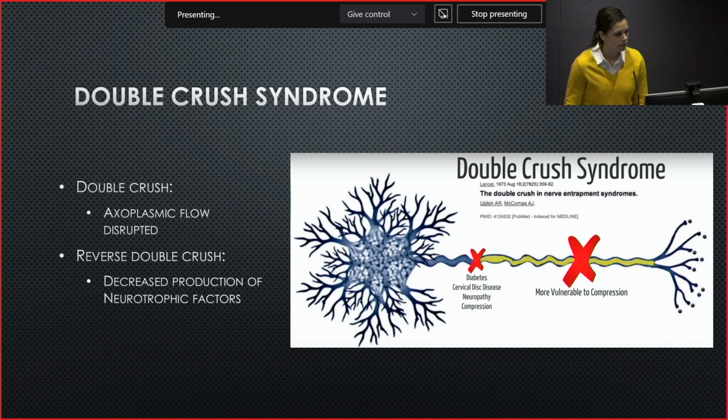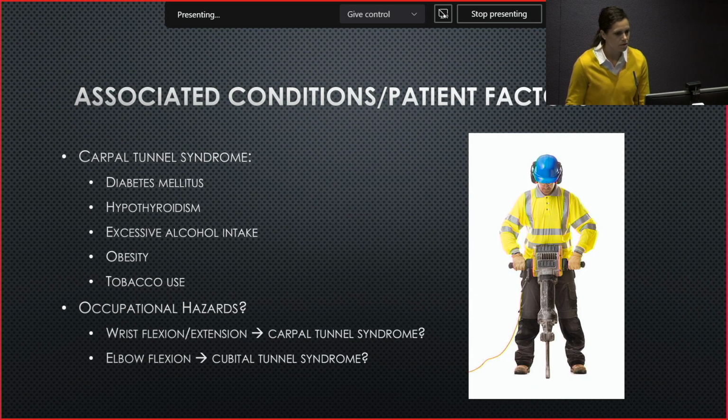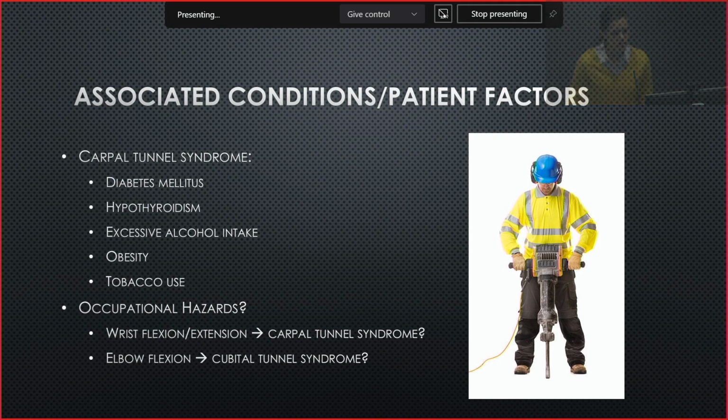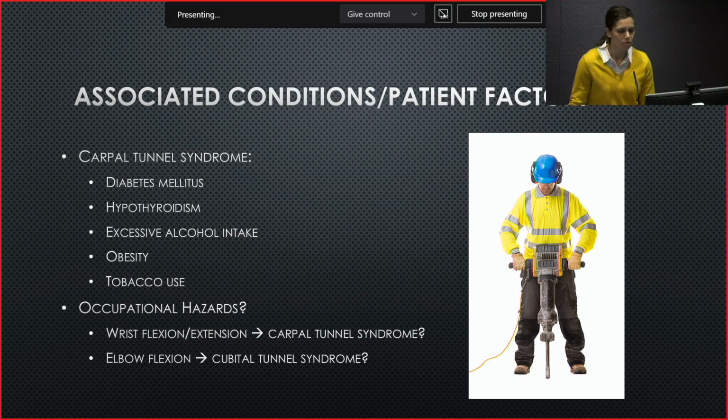I won't spend much time talking about the cervical spine exam or crossover with peripheral nerve compression syndromes, but it is important to remember that and keep radiculopathy in your differential diagnosis. There are other associated conditions and patient factors that have been shown to contribute to the development of peripheral nerve compression syndromes, and it's best studied in carpal tunnel syndrome. We see associations with carpal tunnel syndrome and diabetes, hypothyroidism, excessive alcohol use, obesity, and tobacco.